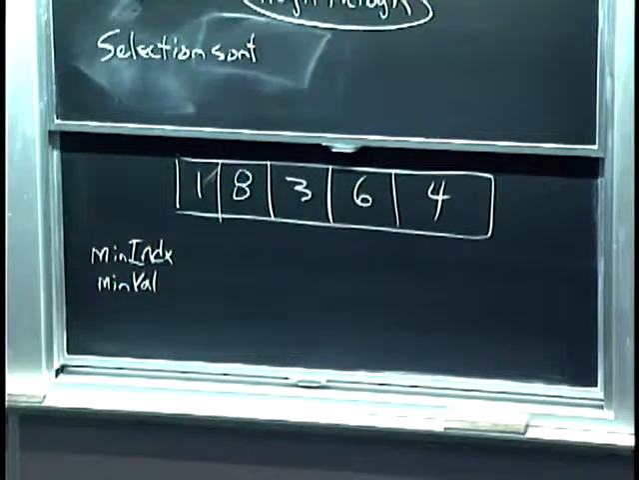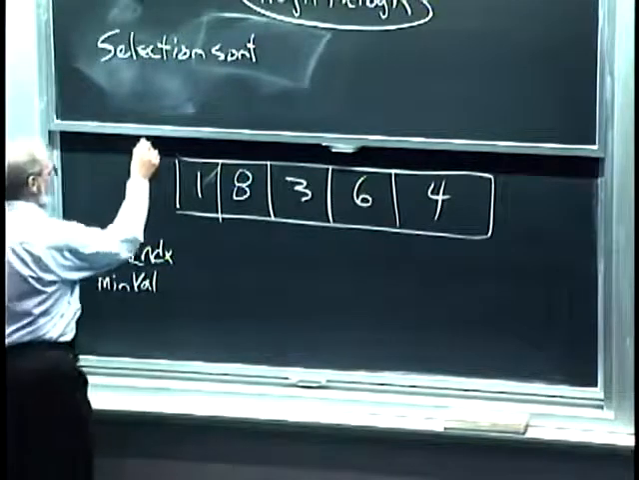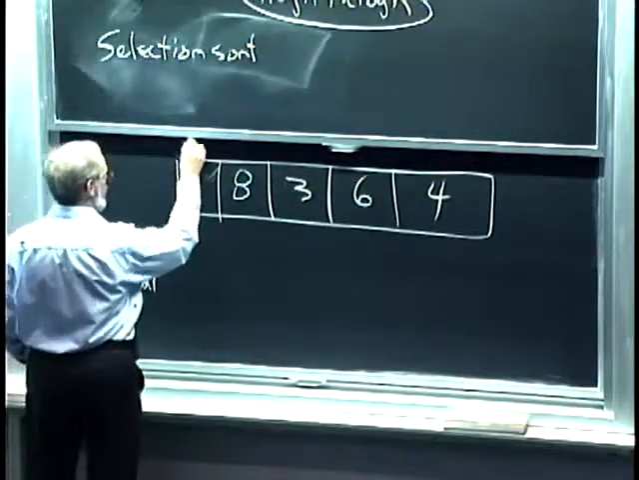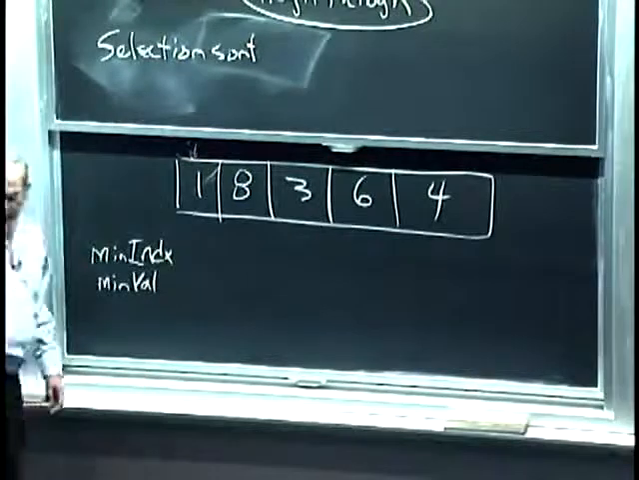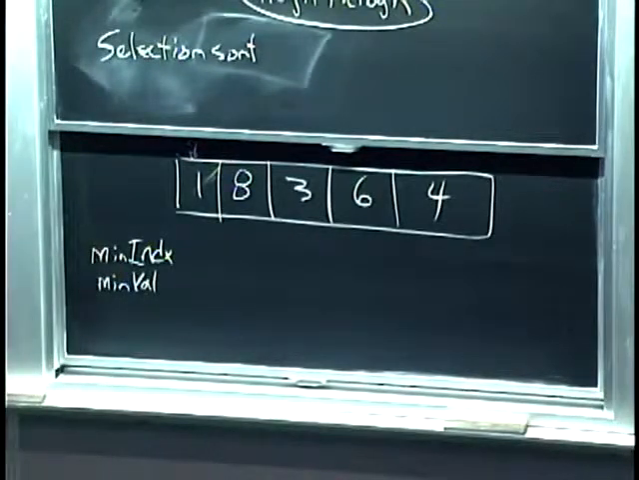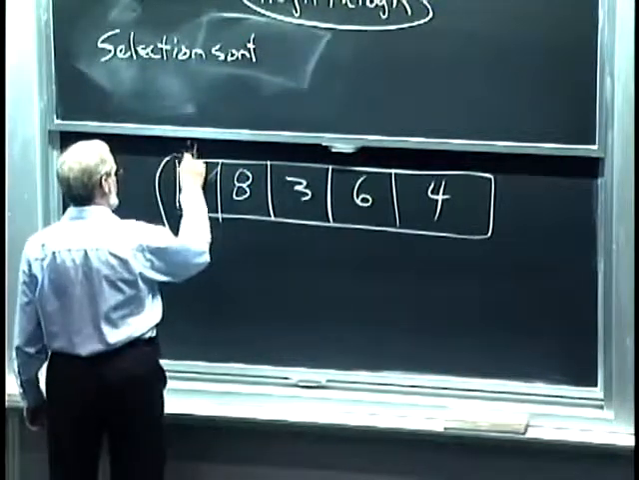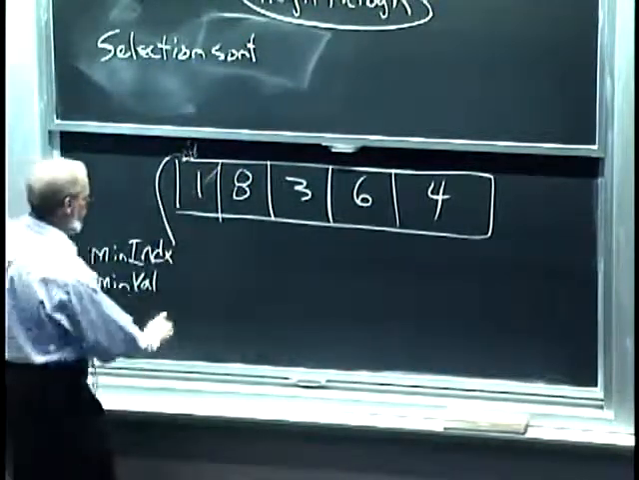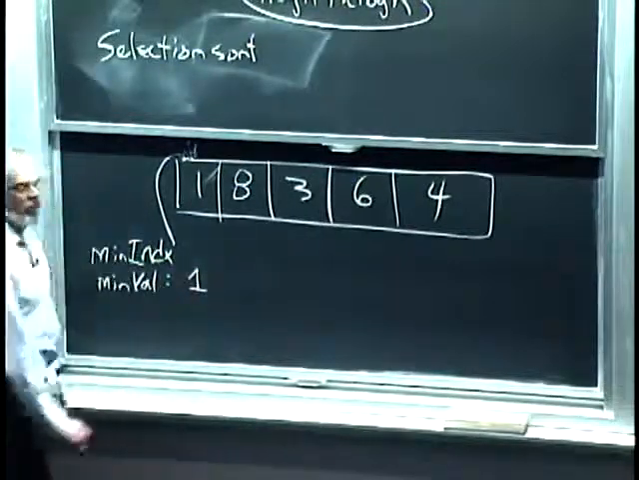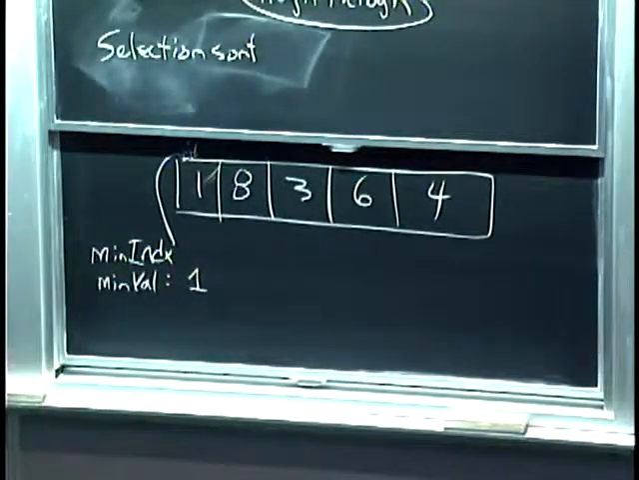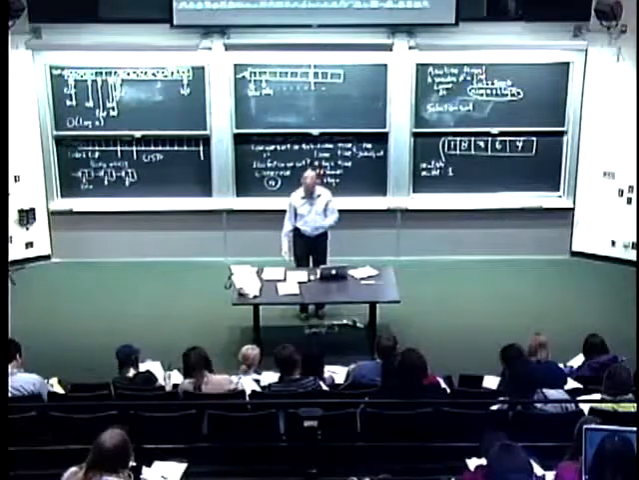Okay, let's simulate the code and see what it's doing here. All right, so we start off. Initially, I is going to point there. Min index is going to point to the value of I, which is there, and min value is initially going to have the value 1. So we're simply catching hold of the first value we've got there.